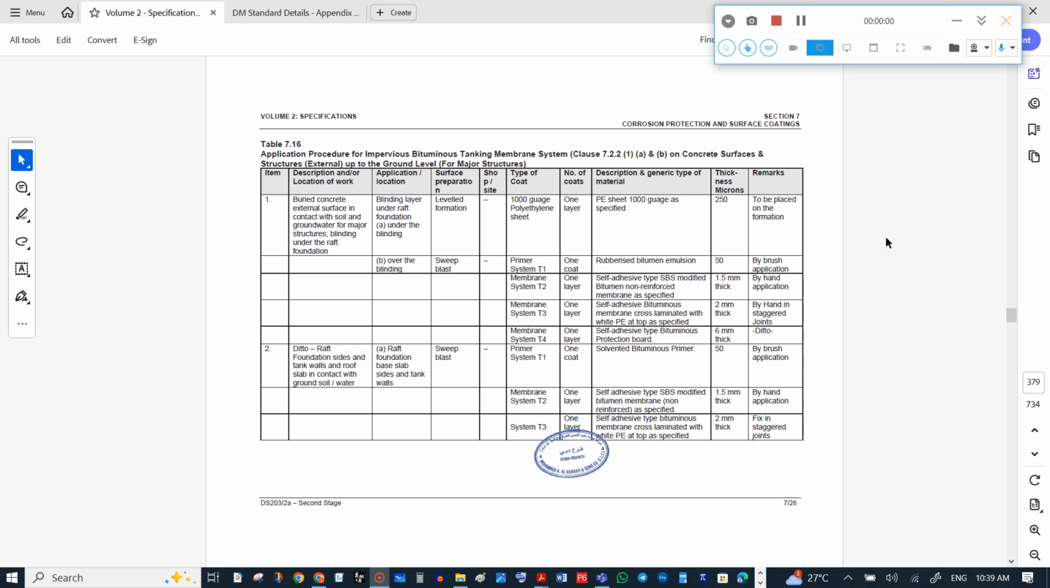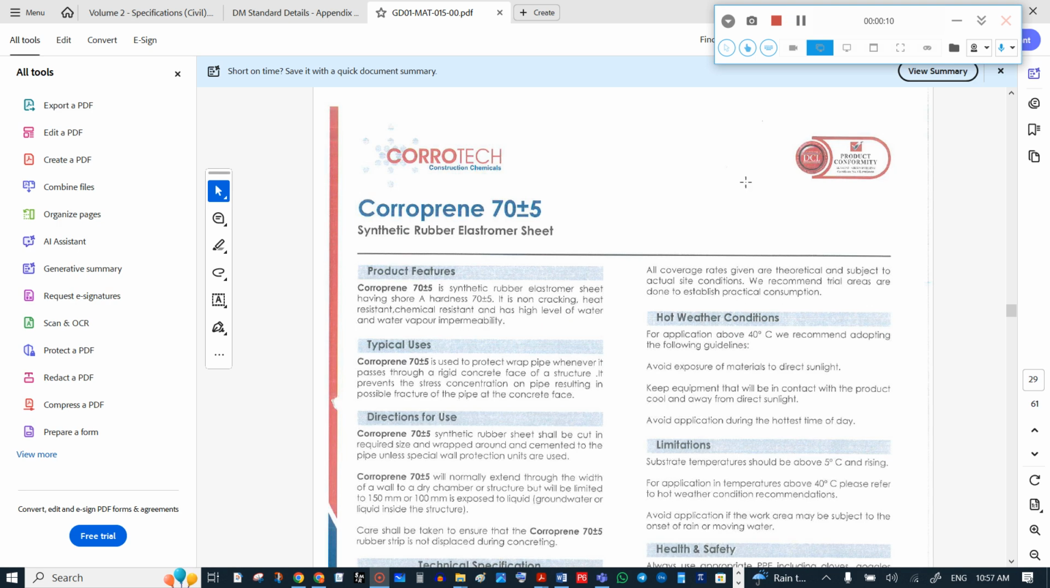This is the table of application procedure for impervious tagging system. We started for this PE sheet, but unexpectedly we came across this GD1 MAT 015.